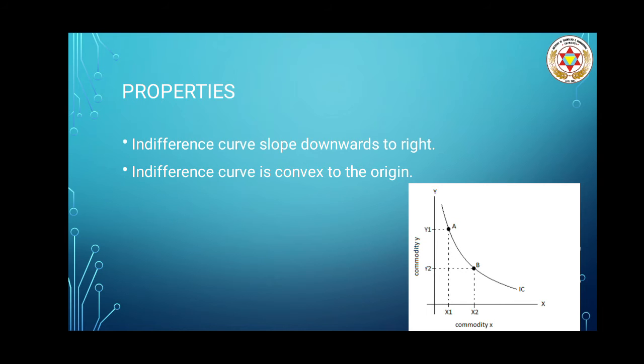Based on these assumptions, the indifference curve has a few properties. First, indifference curves are downward sloping and have a negative slope. That means if the quantity of one commodity decreases, the quantity of another must increase if the consumer is to stay at the same level of satisfaction. And the indifference curve is convex to the origin.